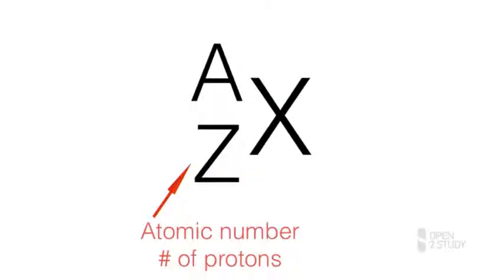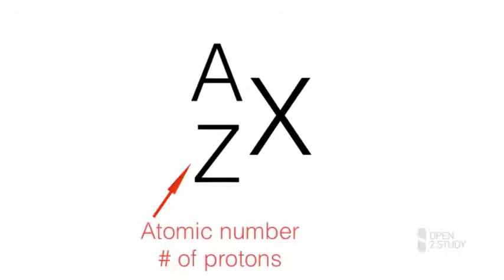This is perhaps the most important letter of this structure. We're going to talk about the Z. This is the atomic number of your atom. This is really important to us. The atomic number tells you the number of protons that there are in your atom. And this is important because the number of protons defines what element you have.